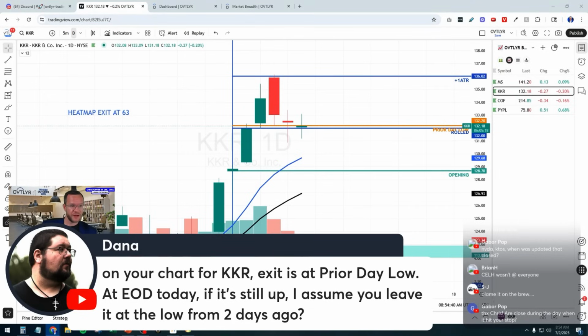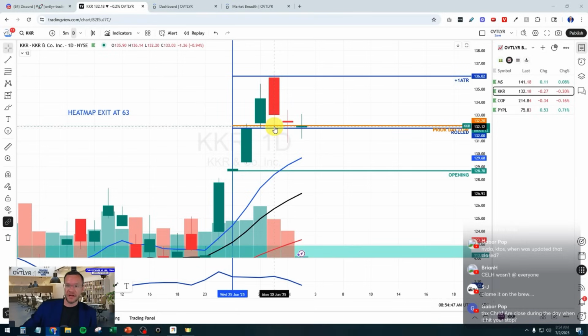On your chart for KKR, the exit is a prior day low. At end of day today, if it's still up, I assume you leave it at the low from 2 days ago. Yes. You're never allowed ever to move down your stop. If you have said, this is my plan to get out when this happens, you can't go back from that. So we're going to leave it at that same spot, which was 132.20.